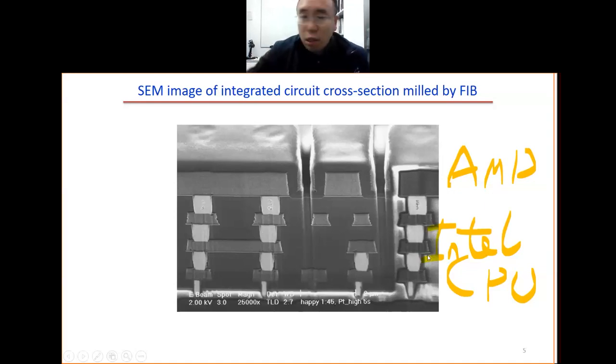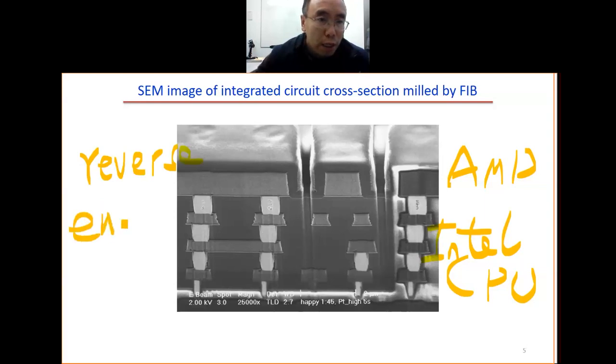But this is called looking inside. There is a term for it. To look inside, it's called reverse engineering. So you get something, you want to see what is inside. This is very useful. For example, if you suspect somebody steals your patent, then you can do this kind of reverse engineering to check it out.